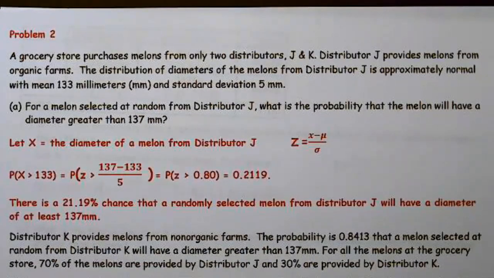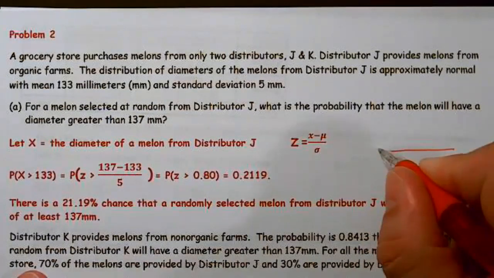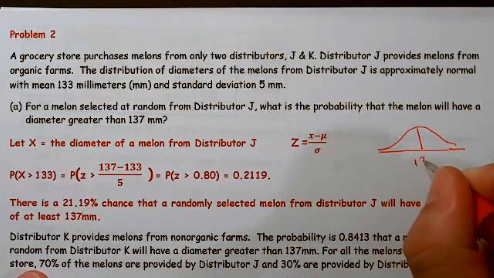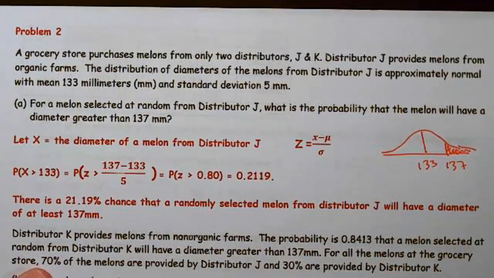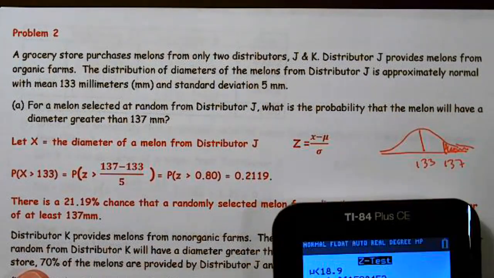For melons selected at random from distributor J, what's the probability that the melon will have a diameter greater than 137? So they told me it was normally distributed. I have a mean of 133. They want to know the probability that it's 137 or greater. All right? So this is just a typical normal question.